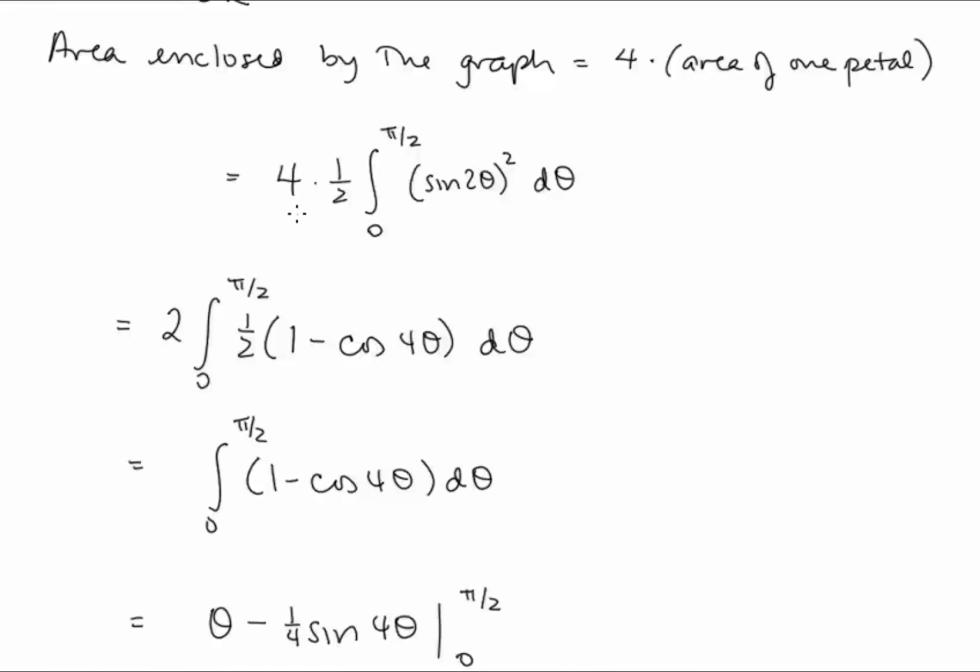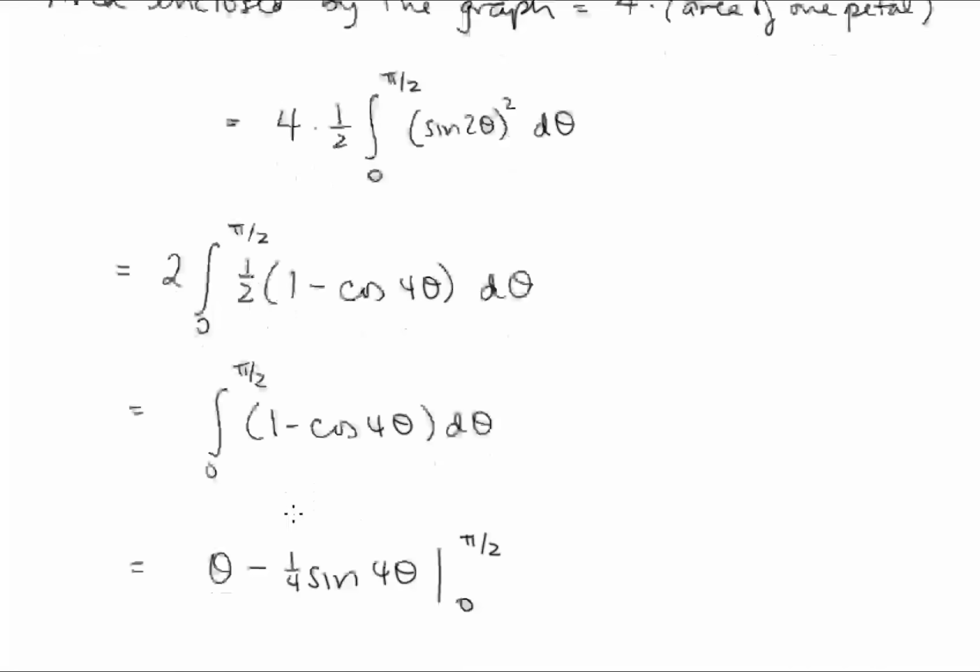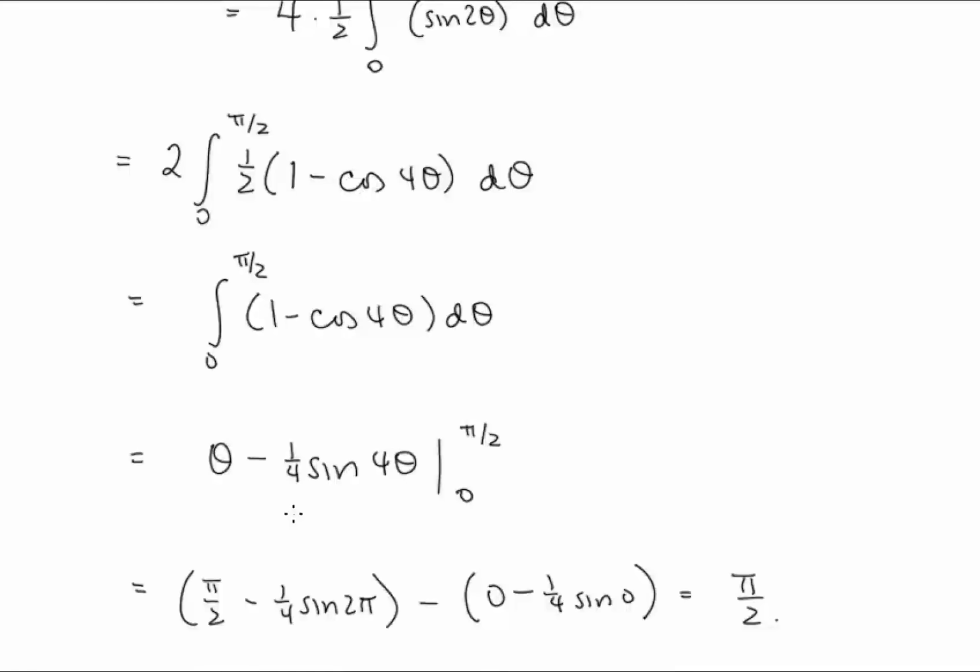So let's continue and solve here. 4 times 1/2 is 2. Replacing the sine 2 theta quantity squared with a 1/2 1 minus cosine 4 theta, we're here. And then the 2 and the 1/2 can cancel. And we integrate, plug in our bounds, and we're at pi over 2. And as an exercise, you can try the integral going from 0 to 2 pi, and you'll see you'll get the same answer.